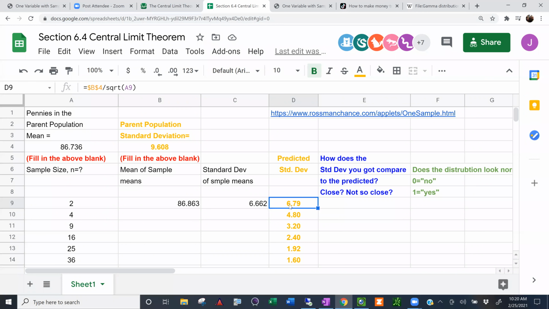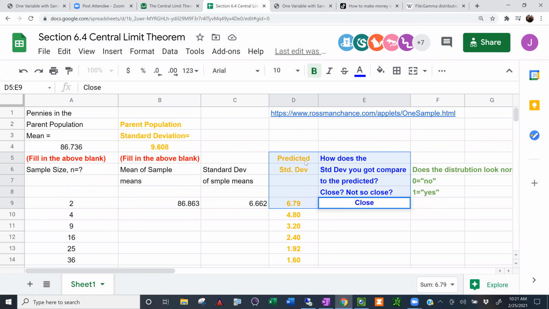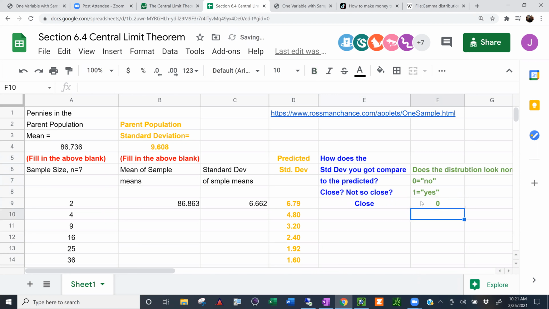What do you think? Was I pretty close? Does that look pretty close? Yeah. Yeah, that seems pretty good. Let's see. If you calculate it on a percentage basis, I'm within about 2%. That's pretty good, considering I did this, you know, actually last night. So was it close or not close? Yeah, it's close. Does the distribution look normal? I'd say no. So I'll put a 0 here.